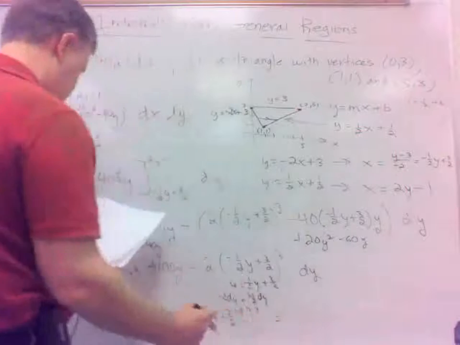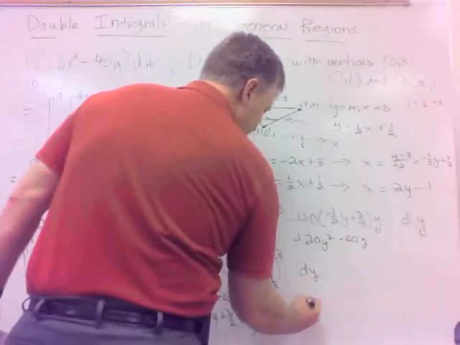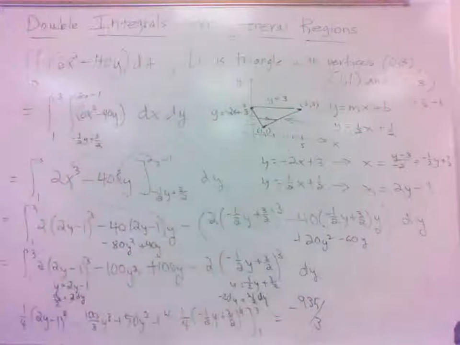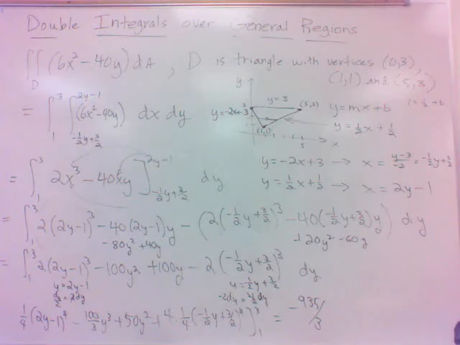Let me just give the answer and see if you get it. It's negative 935 over 3. Well, I worked it out ahead of time there. You should get negative 935 over 3.